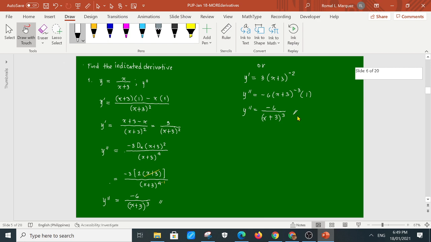Question, guys? No question? Okay. Number 2, or last one. y is equal to, let's say, 1 over x. Get the third derivative.